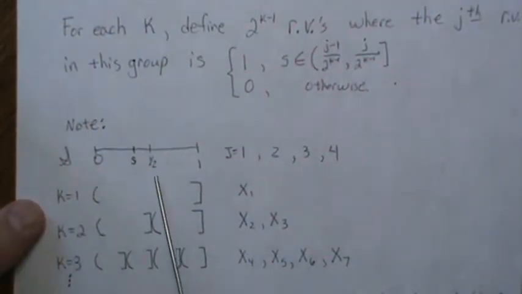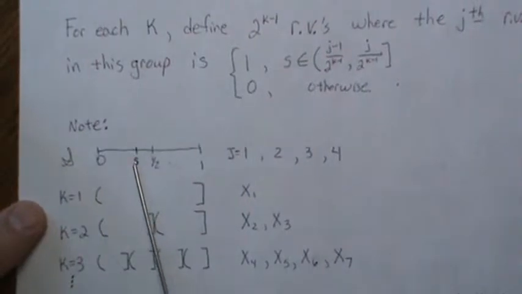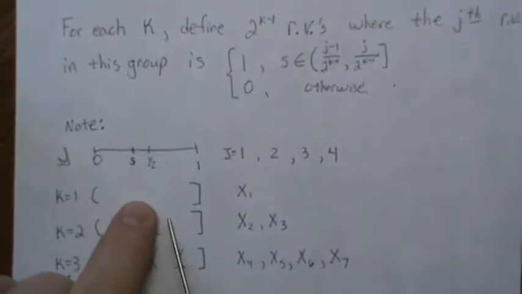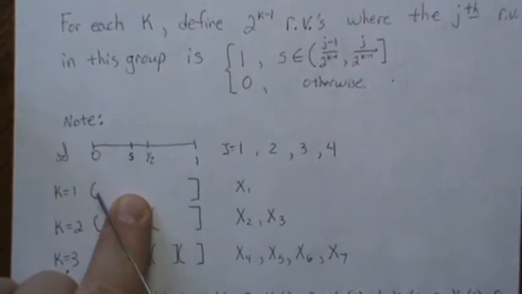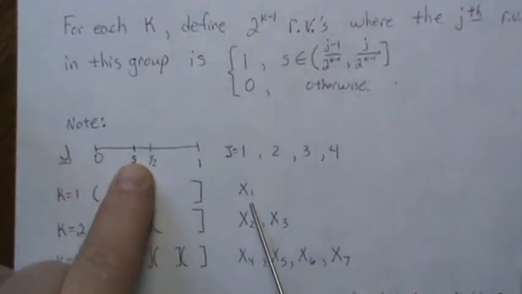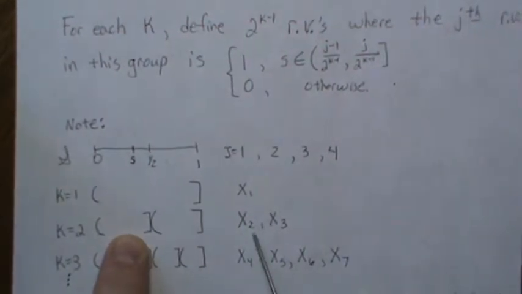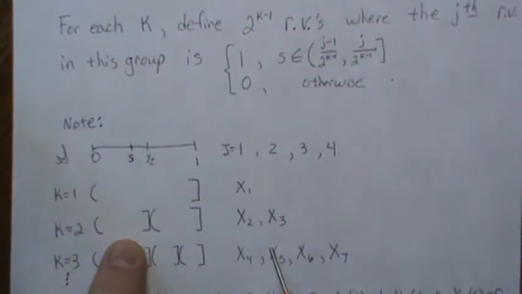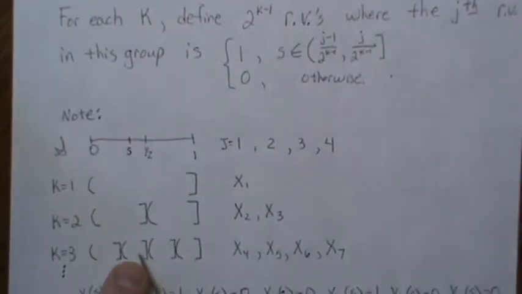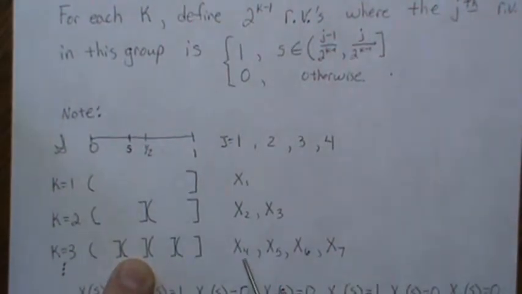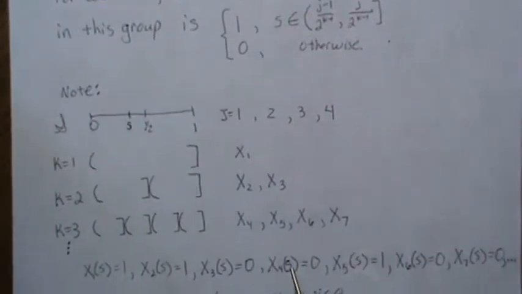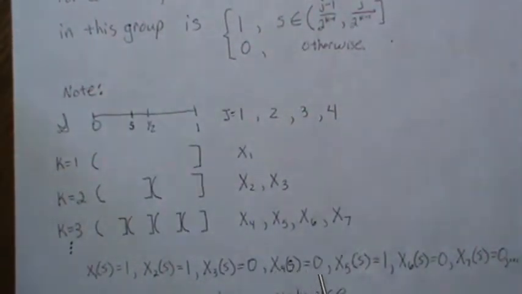Okay, so now let's think about it. Let s be this point here. If we go down, it's in this interval, so x1 is 1. Now we go down to this one, it's in this subinterval, so x2 is 1, but x3 is 0, because s is in here, not here. And then we drop down to here. So x4 is 0, x5 is 1, x6 is 0, x7 is 0. That's just what I just said.